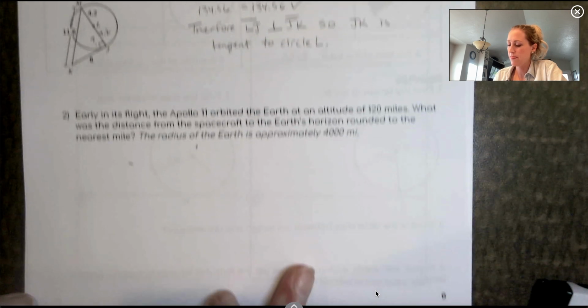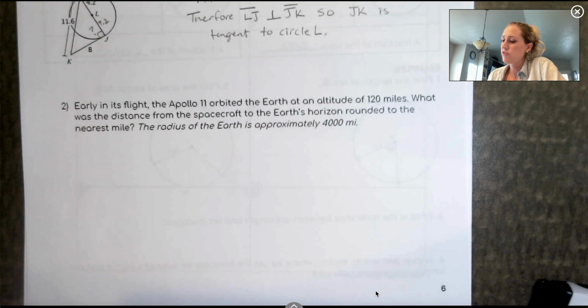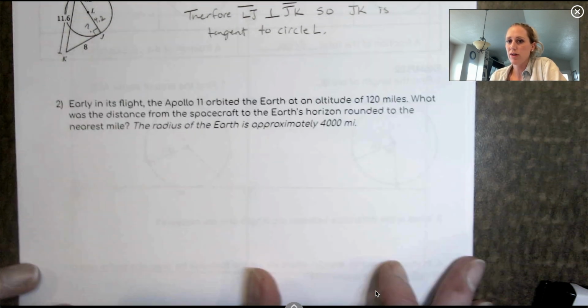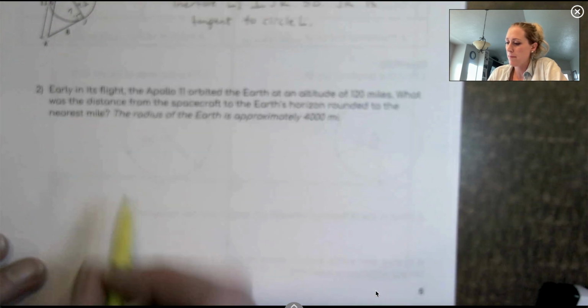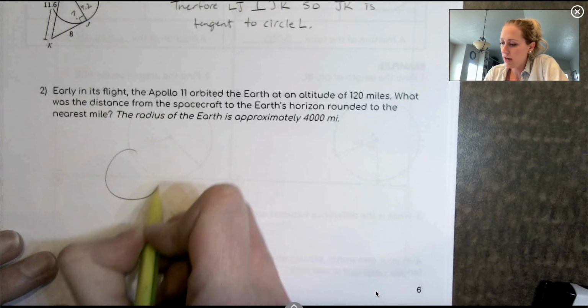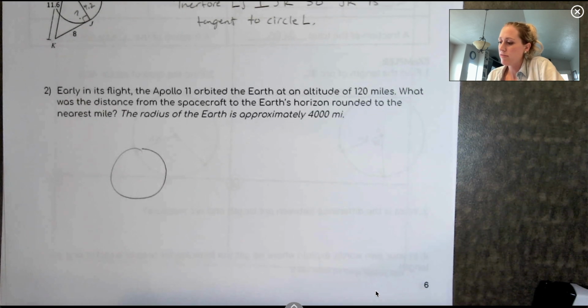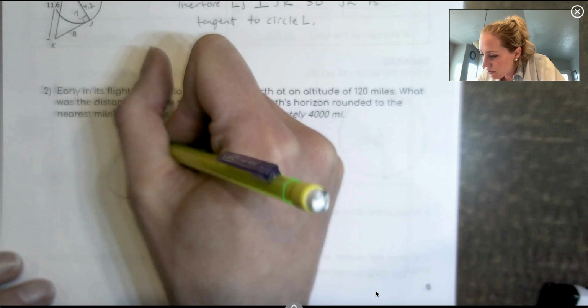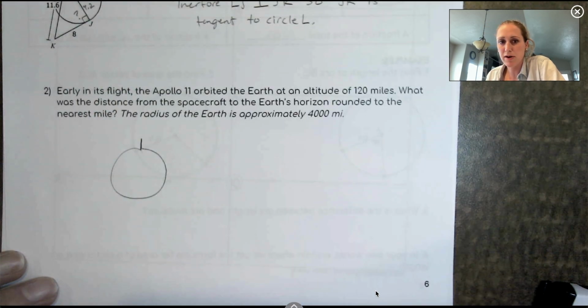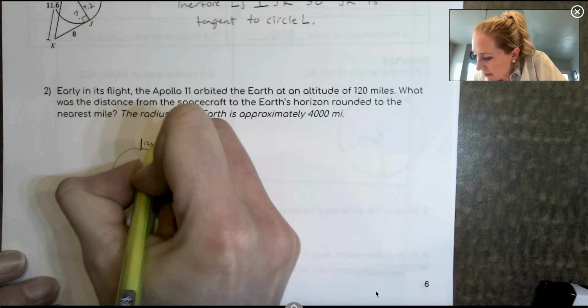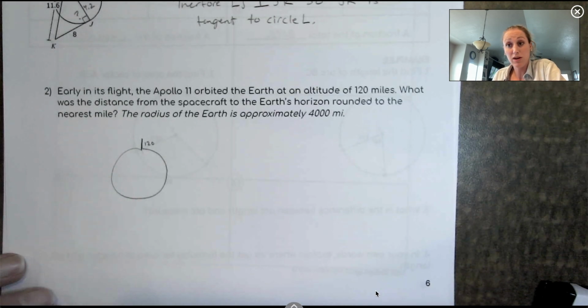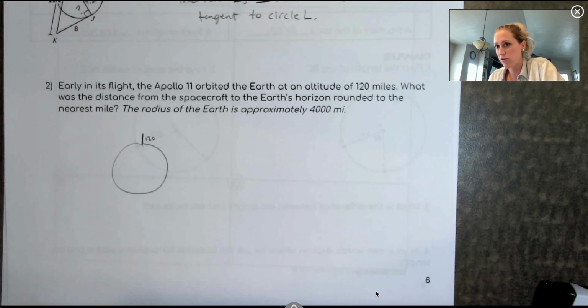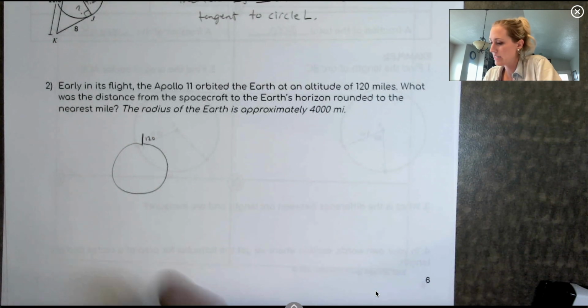All right, last example. Early in its flight, the Apollo 11 orbited the Earth at an altitude of 120 miles. Okay, so we have Earth. Apollo 11 is orbiting the Earth at an altitude of 120 miles. What was the distance from the spacecraft to Earth's horizon rounded to the nearest mile? Okay, so if we think about altitude, that's like a distance above Earth. So that is 120. I'm making that kind of small because, relatively speaking, 120 miles is not far above Earth with respect to those huge measurements in space.